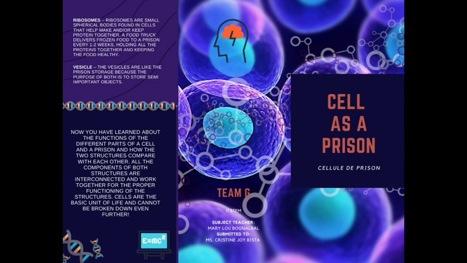The vesicles are small cellular containers that perform a variety of functions. They can be used to move molecules, secrete substances, digest materials, or regulate the pressure in the cell. The vesicles are like prison storage because the purpose of both is to store semi-important objects. And that concludes our travel brochure.